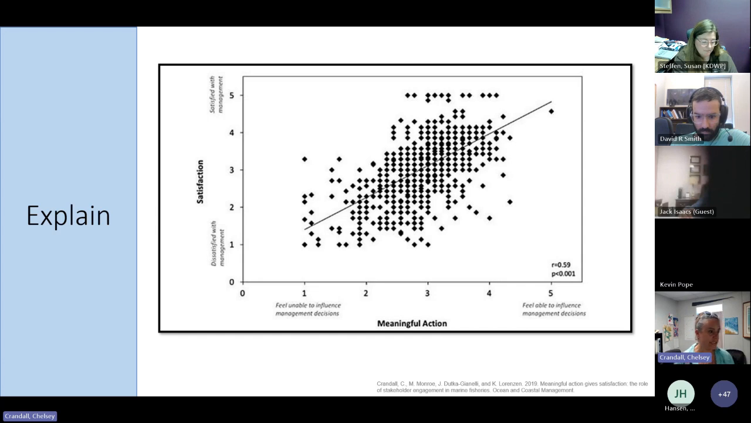So in this case, we looked at people's overall satisfaction with management and how it correlated with their perceptions of meaningful action. So whether or not they felt they could meaningfully engage with management, or for example, if it was just a box ticking exercise. It's something that came up in interviews we did a lot, that they engage us, but they're not really listening, it doesn't go anywhere. And we can see that that can correlate with their overall satisfaction with management.